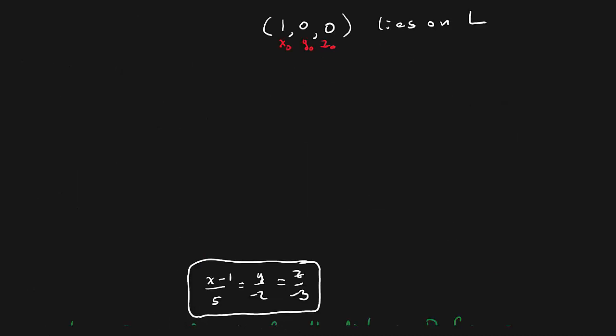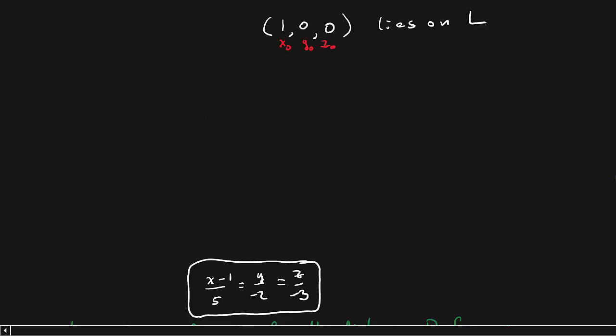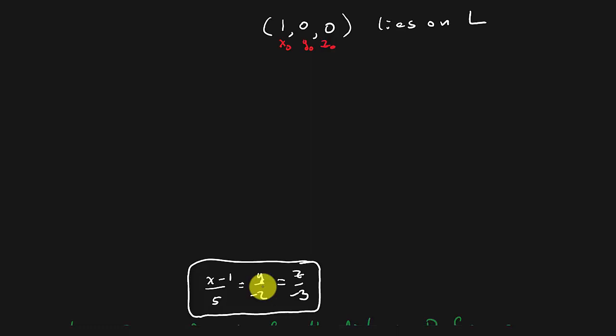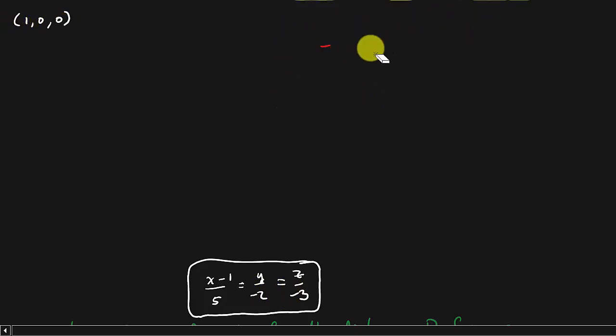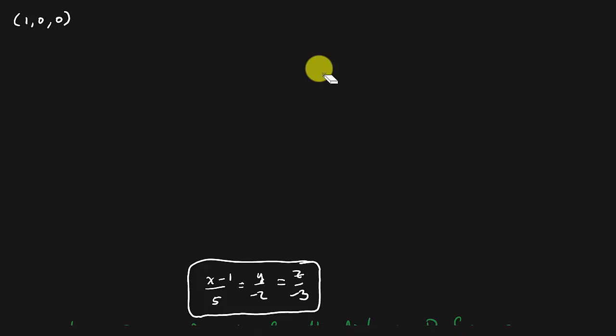Okay, so I've got all of that erased, but I did erase something I didn't need to. Here's the symmetric equations here. And here's our point, (1, 0, 0). That's the point that lies on L. And then our vector V.